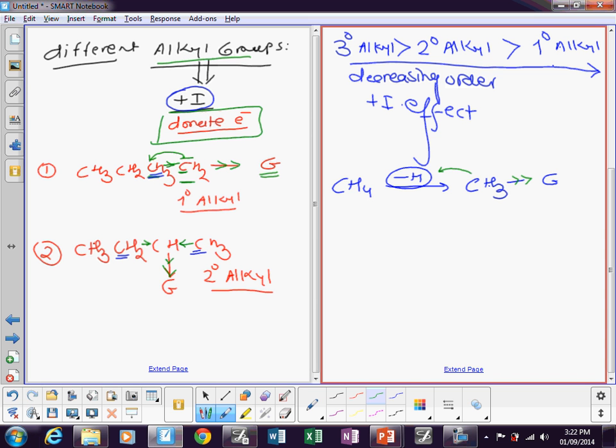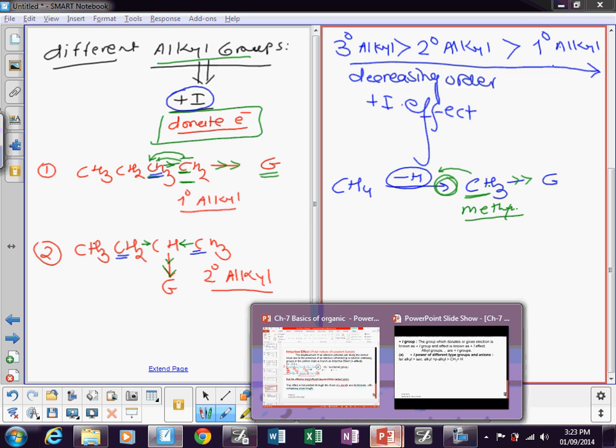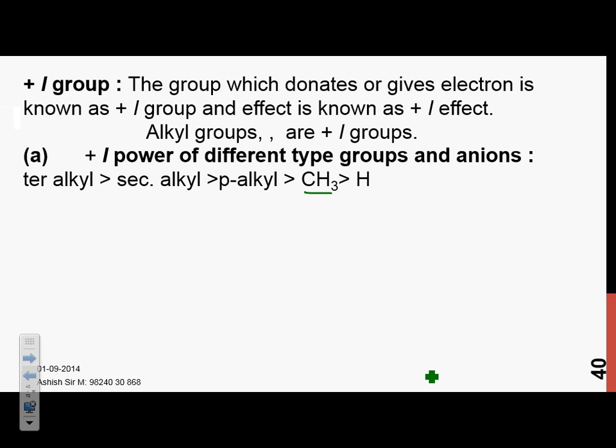In fact, this is not a primary carbon also, because a primary alkyl group has at least one carbon directly attached to it. Here it doesn't have a primary neighboring carbon. So this group is neither considered primary, it is called only methyl group. Since it doesn't have any supporting carbon, it has lesser positive inductive effect than the primary, secondary, and tertiary. And the least is hydrogen.